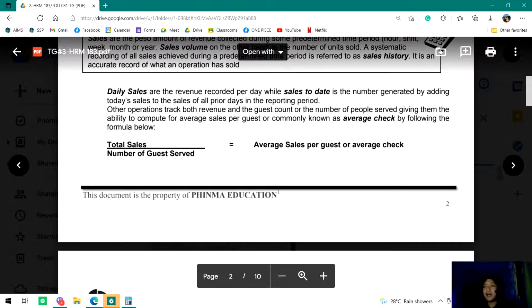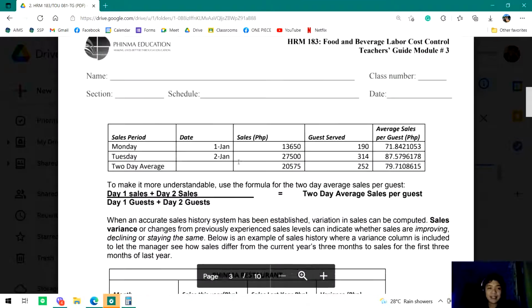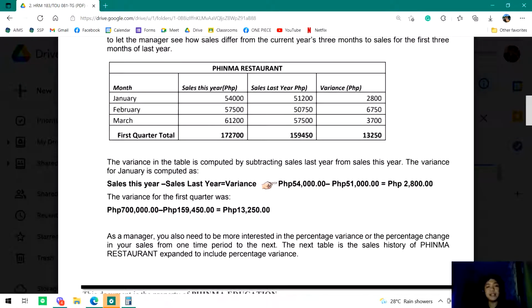First formula that we have to memorize is AC, or average check, which is total sales divided by number of guests served. Next is the sales variance. That is sales this year minus sales last year equals variance. So you just have to subtract the two.